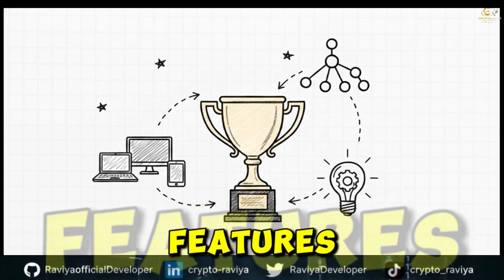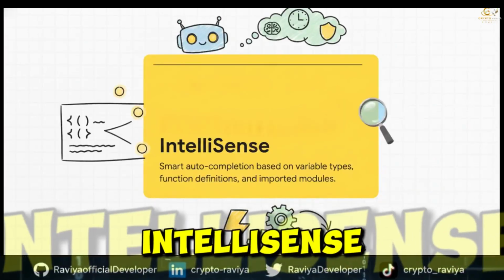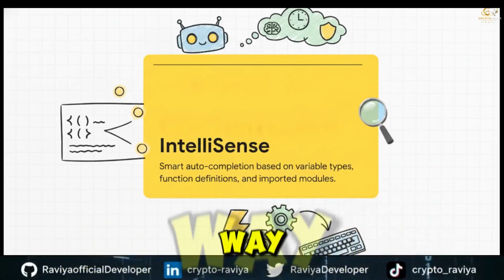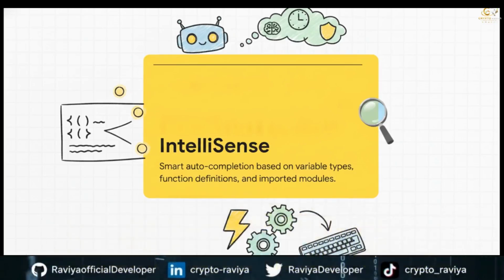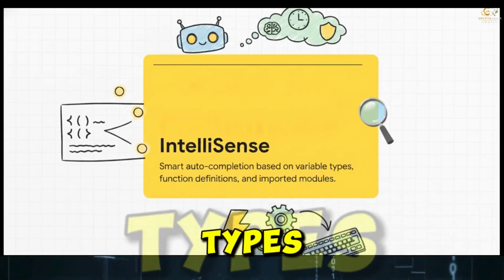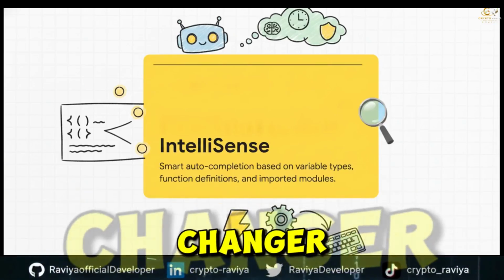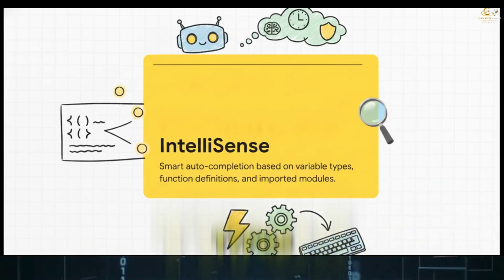And third, it features something called IntelliSense. So what exactly is IntelliSense? Basically, it's a smart auto-completion system. But honestly, it's way more than just simple word prediction. It's like having an AI assistant sitting right there next to you, anticipating your next move based on your variable types, function definitions, and imported modules. It's a real game changer that drastically speeds up your coding and pretty much eliminates those annoying basic typos.